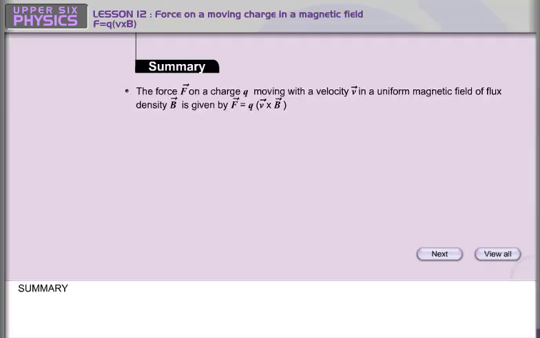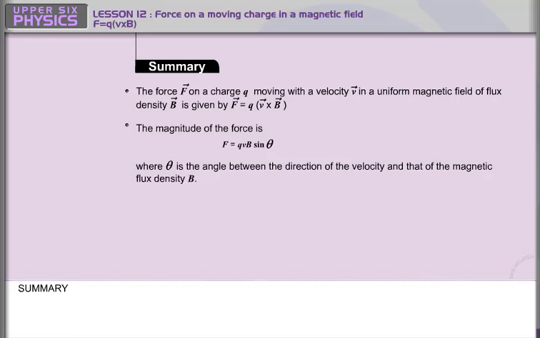Summary. The force F on a charge Q moving with a velocity v in a uniform magnetic field of flux density B is given by vector F equals Q times vector V cross vector B. The magnitude of the force is F equals QVB sine theta, where theta is the angle between the direction of the velocity and that of the magnetic flux density B.